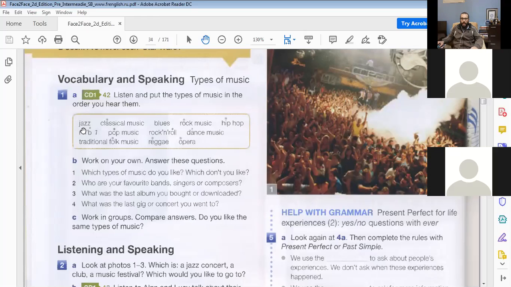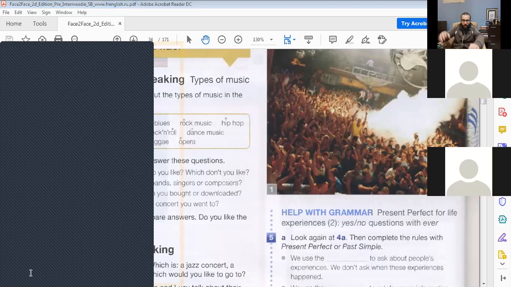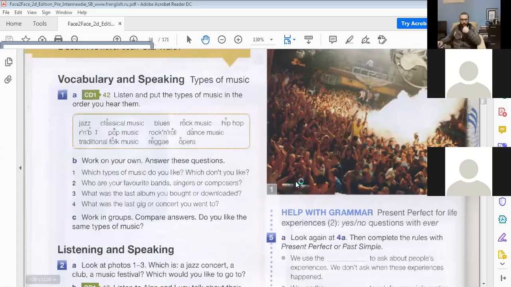So the first one is jazz, classical music, blues, rock music, hip hop, R&B, pop music, rock and roll, dance music, traditional folk music, reggae, and opera. So let me play the track for you. So here it is. CD1, track 42.